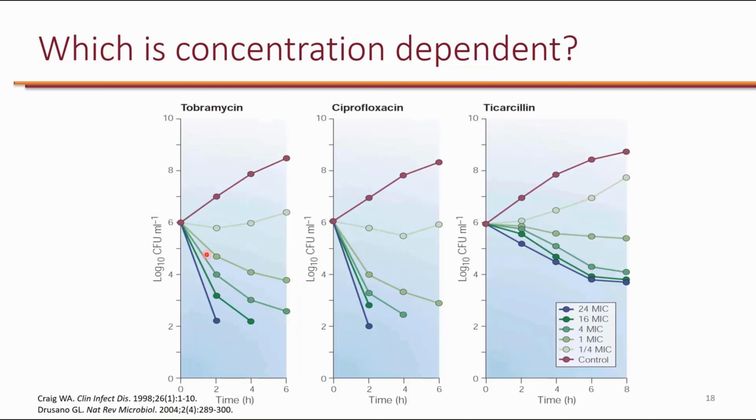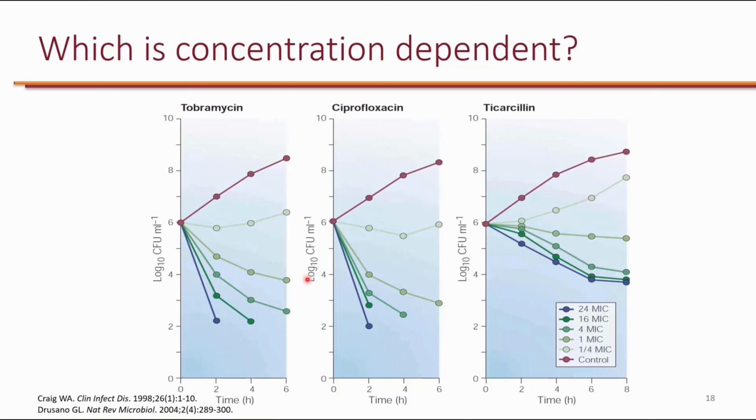Now at higher concentration, for example at 4 MICs, you can see that bacterial growth actually drops faster, and as we increase the concentration, this drop in growth of bacteria becomes larger and larger. This suggests that tobramycin has concentration dependent killing, meaning that the more tobramycin we use, the more the growth of this organism dropped.